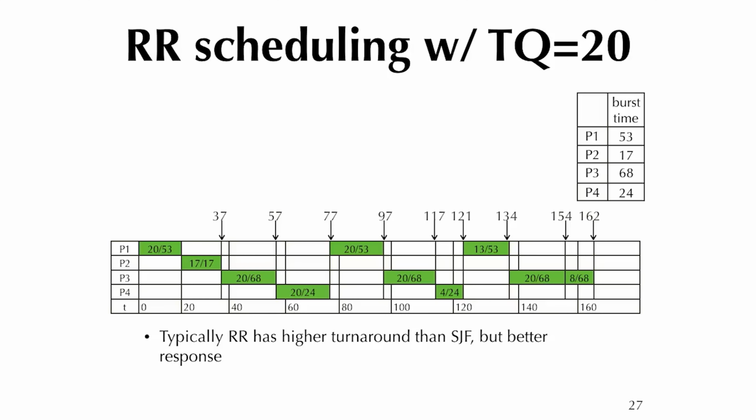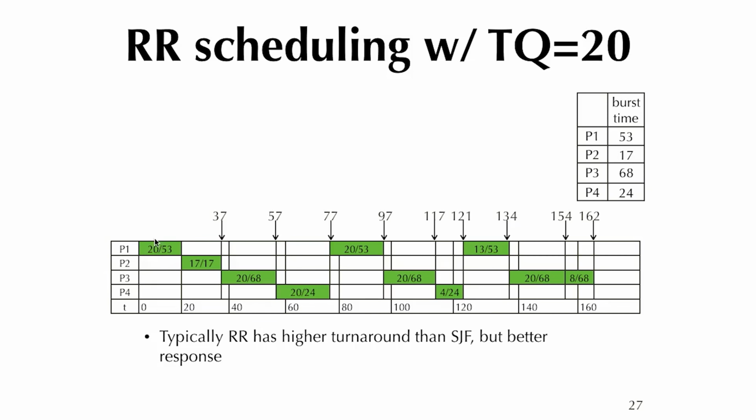Okay, let me continue now with round robin. Here's an example for round robin. So remember, round robin assumes preemption. In this case, we assume a time quantum of 20 time units. These are the different processes with burst times. You may assume they are released at the same time, but in other cases, they may join later.